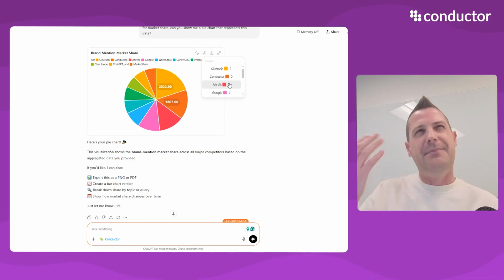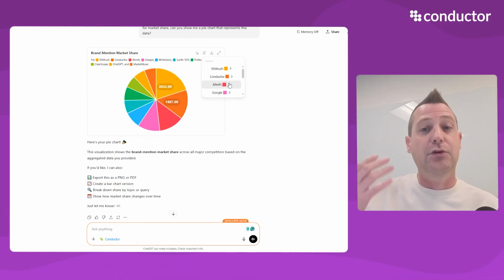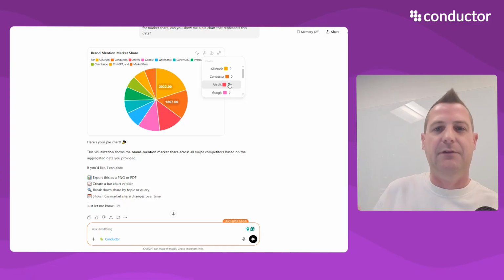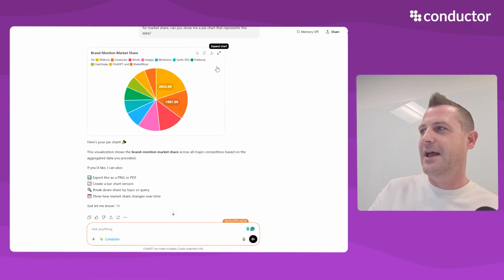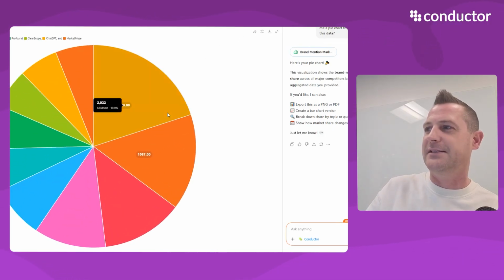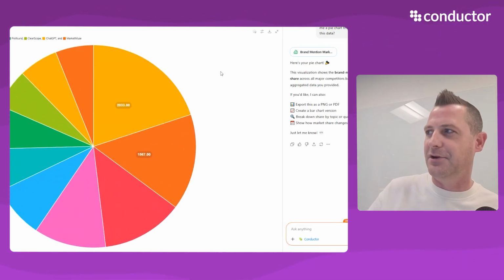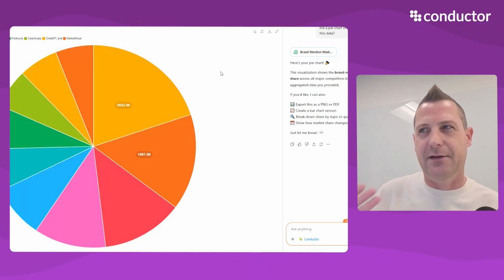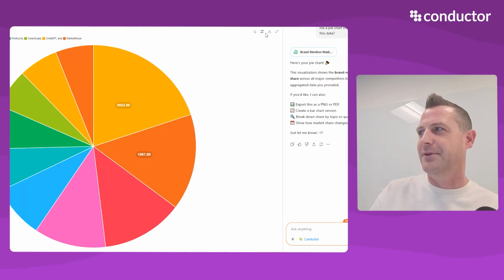And again, think about this in the vein of you creating a presentation and needing a pie chart, and maybe you want to use different colors for certain competitors. And you can obviously resize it and make it really big so you can take a picture of it or download it. Again, this is the type of powerful stuff that we're going to be able to do.